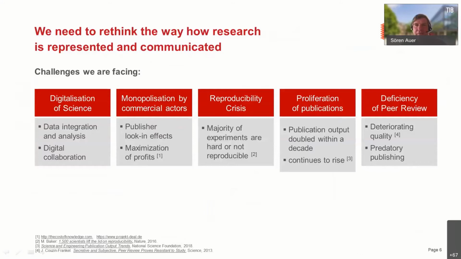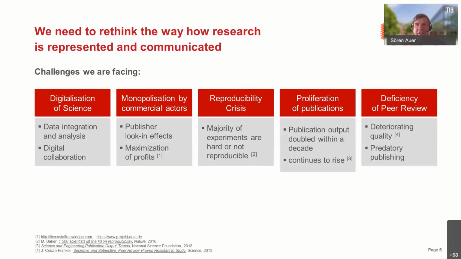We have a reproducibility crisis. For example, many experiments are very hard or not reproducible. We have a proliferation of publications. There is a flood of publications. The publication output, for example, doubled within a decade and is continuing to rise. And that makes it also very difficult to peer review these publications properly. So the quality of peer reviews deteriorates. These are some of the fundamental pillars of science: reproducibility, peer review, and my impression is that they currently don't work as they should work.